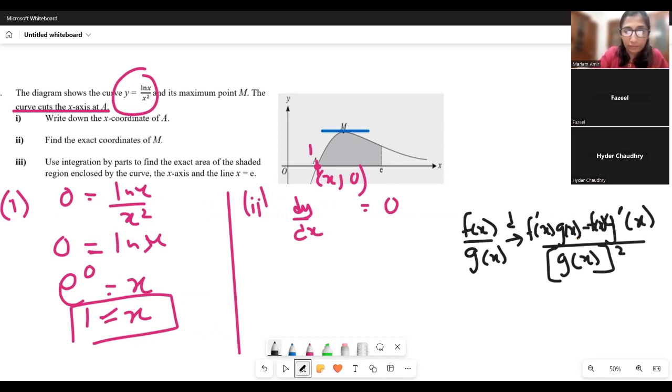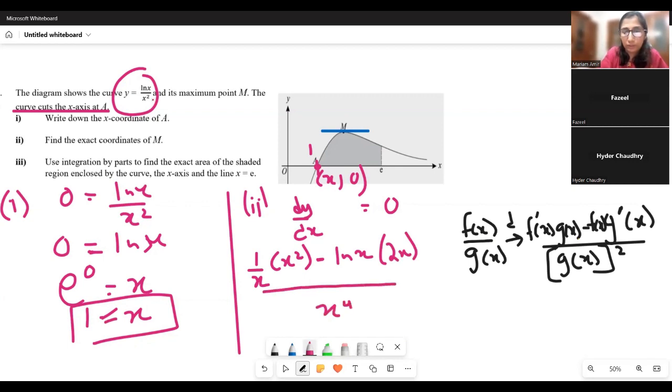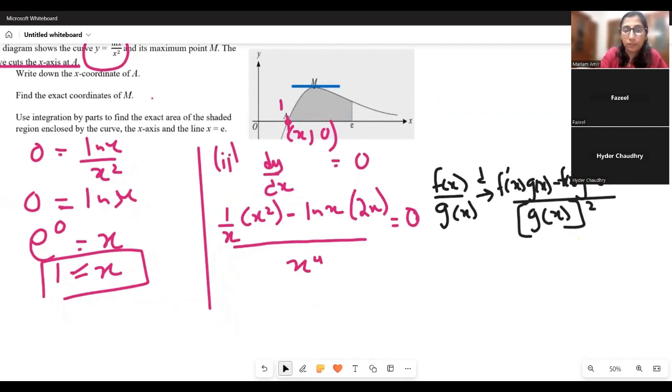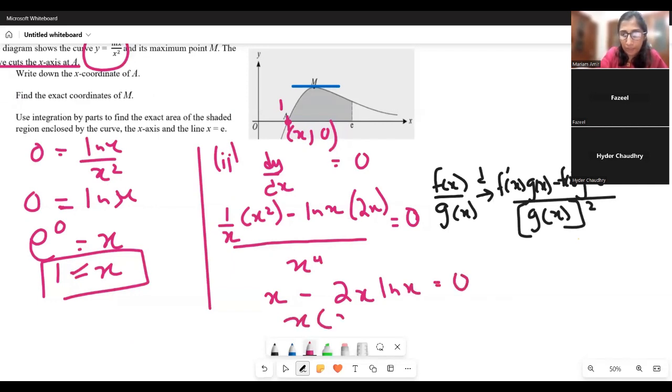So let's differentiate it. Ln x's derivative is 1 upon x, times x square, minus ln x stays the same, times the derivative of x square, which is 2x, upon x power 4, equals 0. So x square gets eliminated, x power 4 gets eliminated, and we're left with x minus 2x ln x equals 0. Let's take x common. So x minus 2 ln x equals 0.